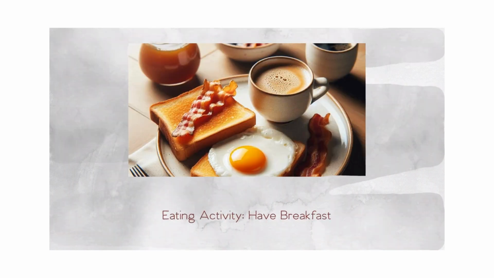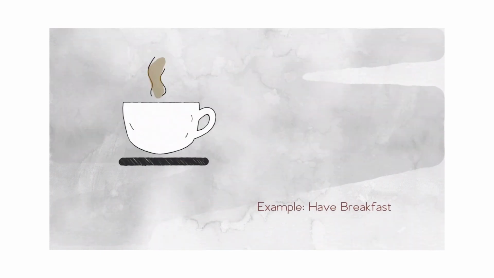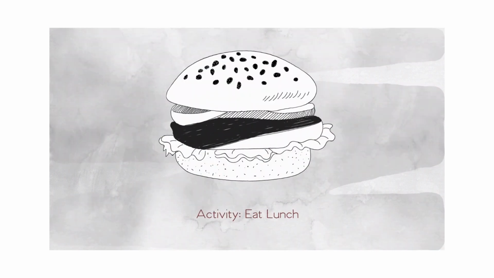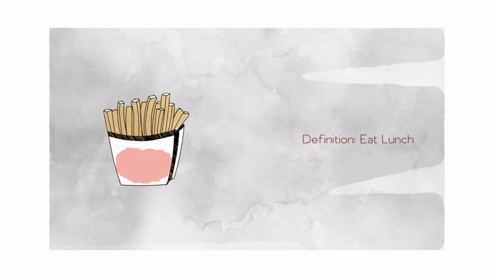Have breakfast. The first meal of the day, usually in the morning. I have breakfast and more coffee at 8 a.m. Eat lunch. A meal you eat in the middle of the day. I normally eat lunch at 1 p.m.